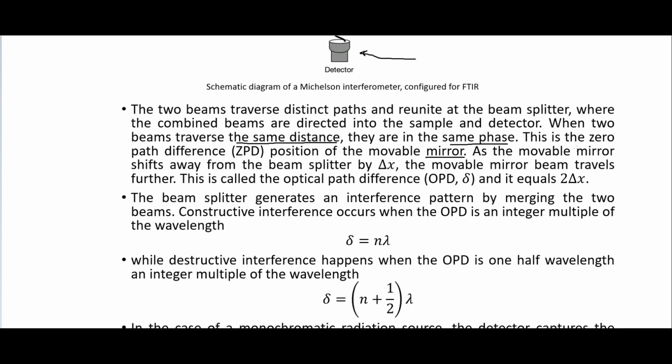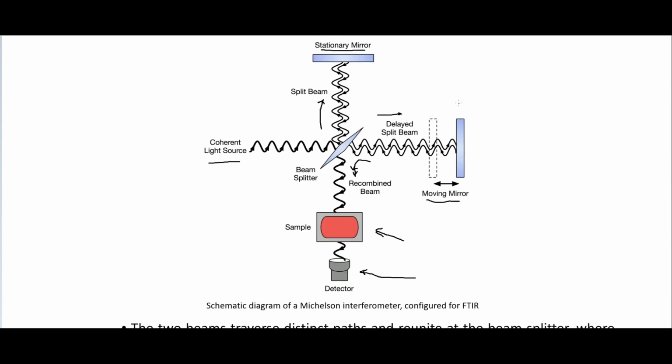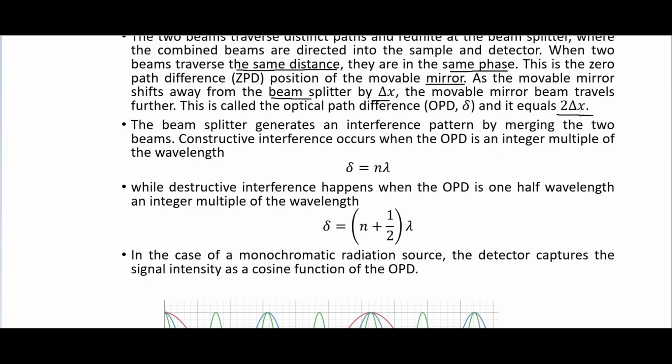So as the movable mirror shifts away from the beam splitter by some delta x, the movable mirror beam travels further. This is called the optical path difference delta, and it equals 2 delta x. The reason it's 2 is because if we move the mirror from here to here, the light has to go this distance, which is our delta x, but then it has to come back this distance, which is another delta x, and so that's why it's 2 times that delta x.